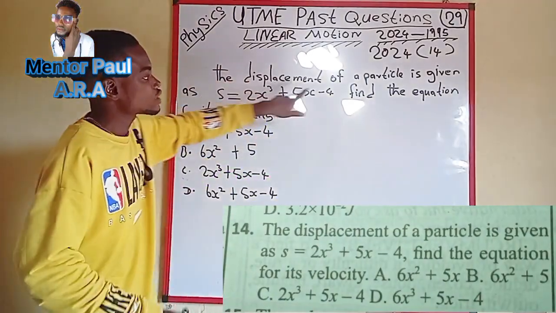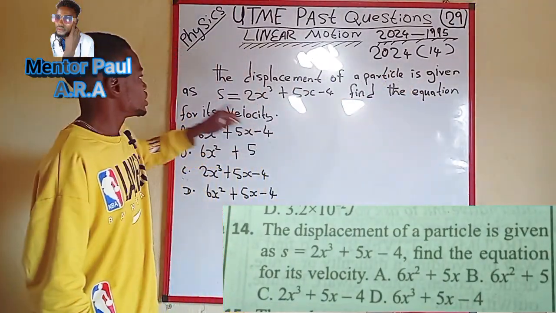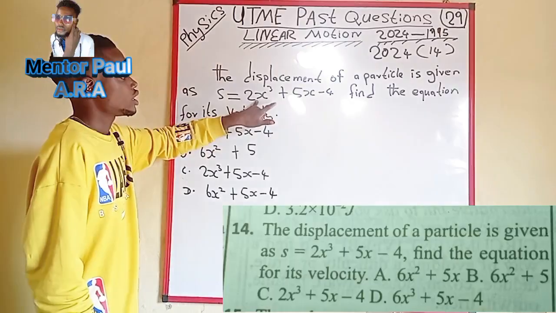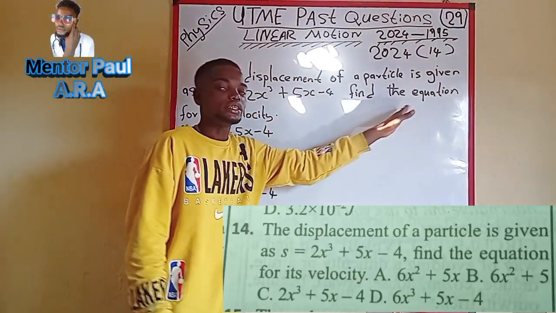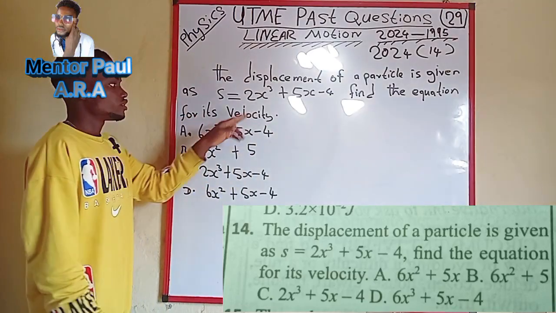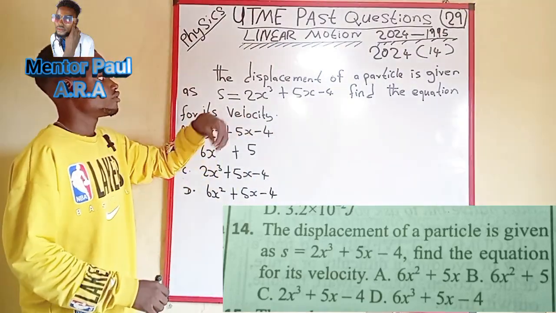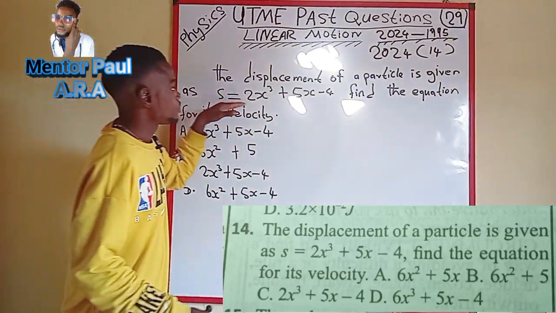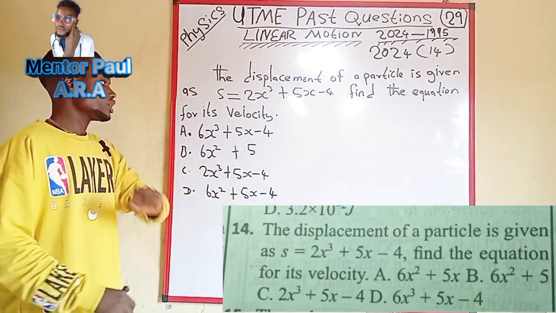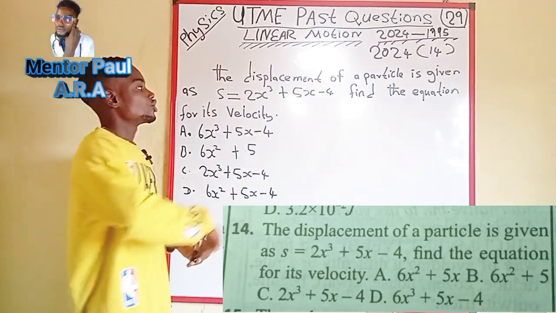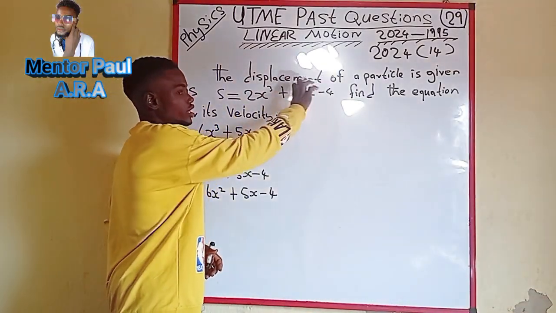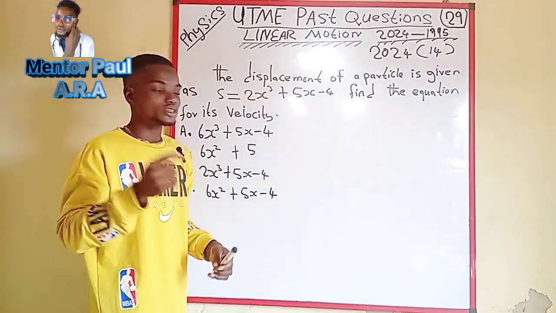This is really essential so that you can know how questions are asked in different topics. So here we have the displacement of a particle given as s equals 2s cubed plus 5s minus 4. Find the equation for its velocity. What is the equation for the velocity of a displacement represented by this equation? What you are going to do here is differentiation. You're going to differentiate this expression with respect to time.